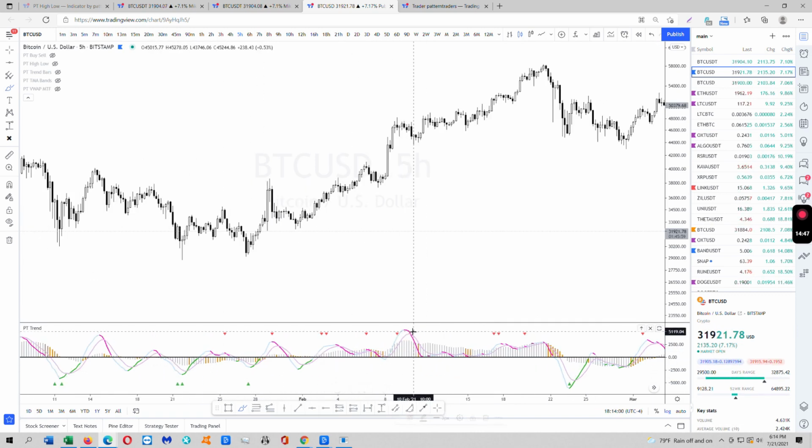I use the crosses as my stamps. I use the color change as my entry or basically as a front run, and then I get some confluence with my VWAPs or with my RSX and my MSTX.